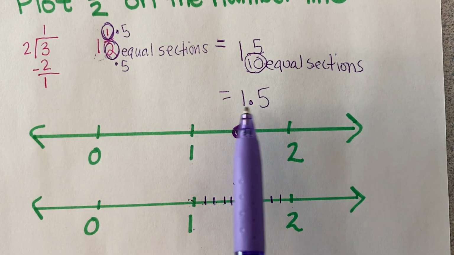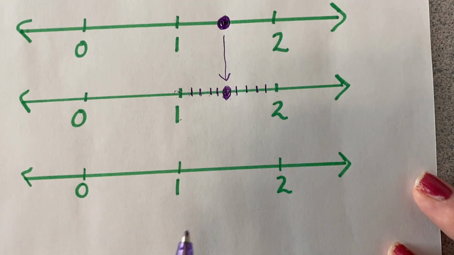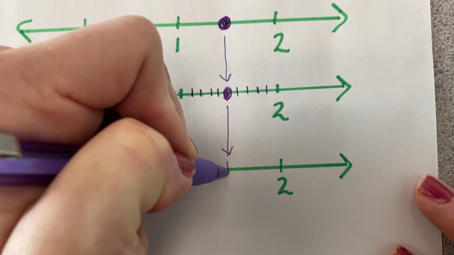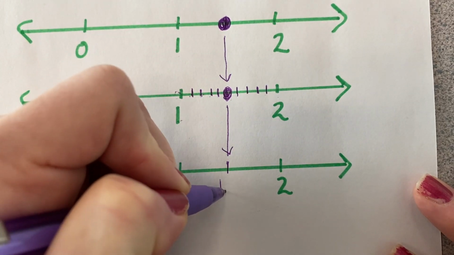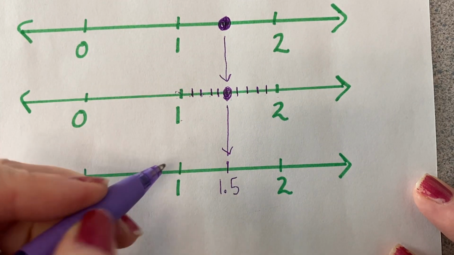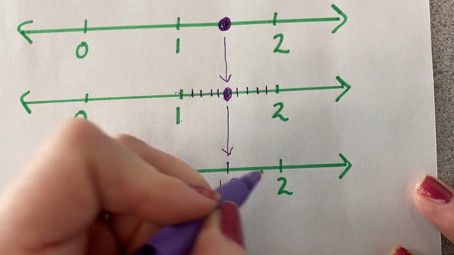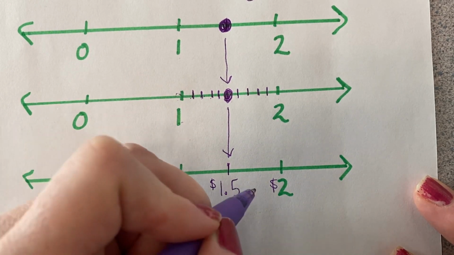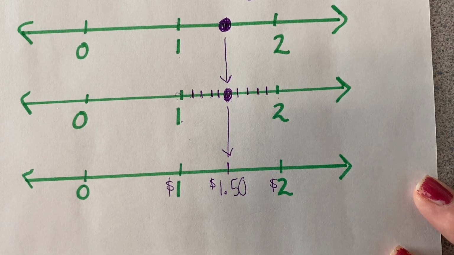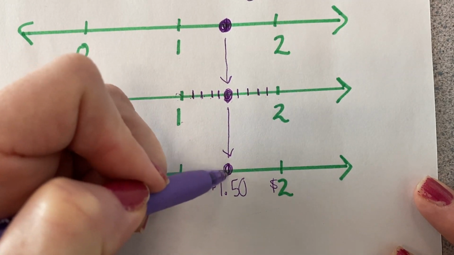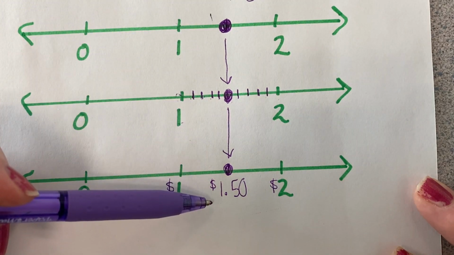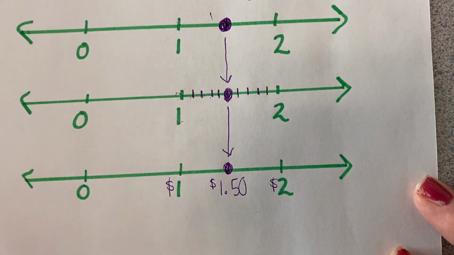And we know 1.5, if we go to the third number line, is going to fall halfway between 1 and 2. Like if you think of money, if this was $1 and this was $2, $1.50 would be halfway between. So no matter which way you look at it, you're going to land at the same location. Pretty cool, huh? Let's try another one.